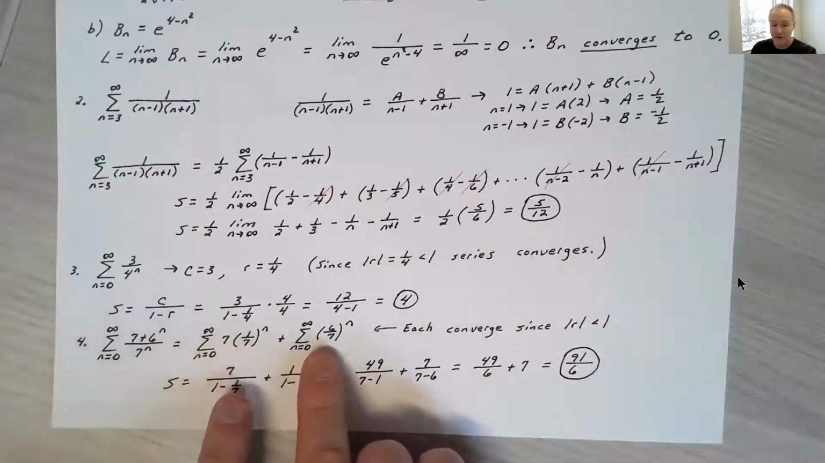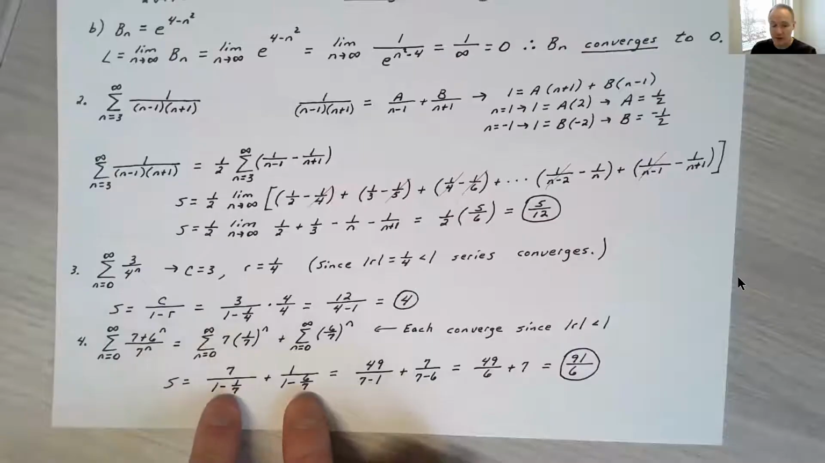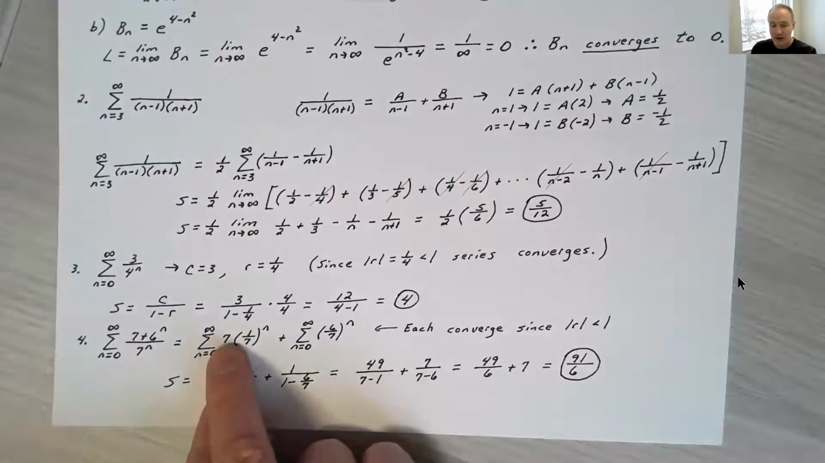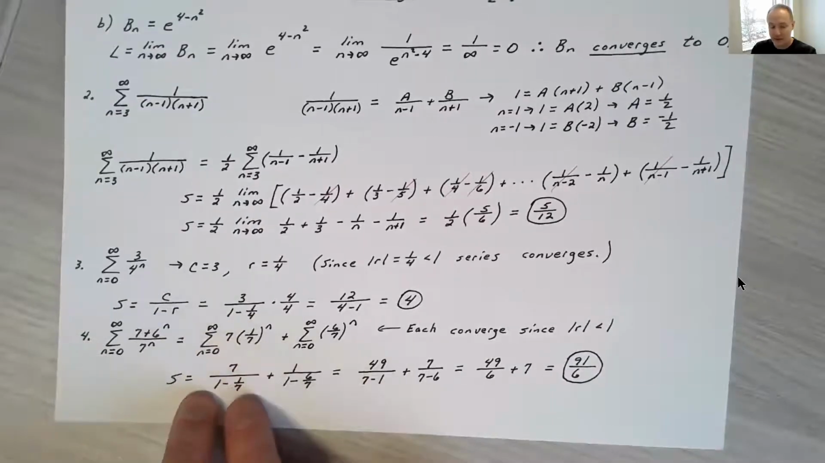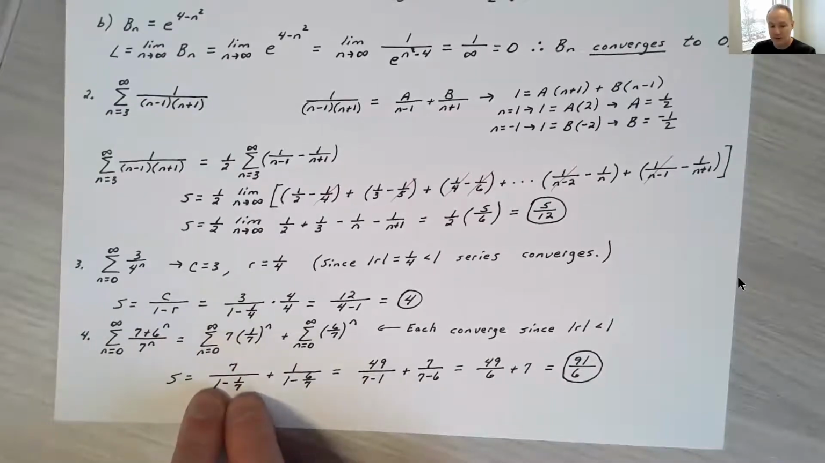So the sum of this series is the sum of these 2 individual series. The first one is going to have the sum of the first term C, which is 7, divided by 1 minus the common ratio, 1 minus 1/7.